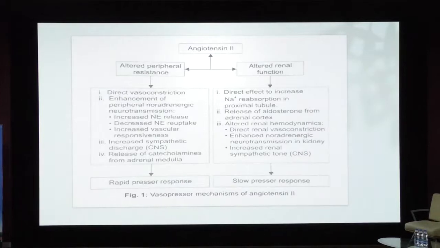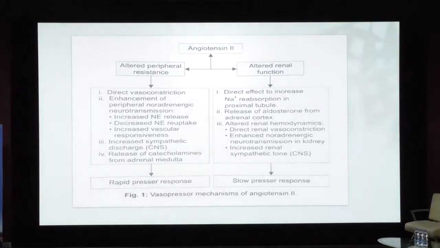Then coming to the mechanism of action, it is altered if there is altered peripheral resistance or altered renal function. First one, direct vasoconstriction and enhanced neurotransmission by increased NE release, decreased NE reuptake, and increased vascular resistance, increased sympathetic discharge, and more augmentation of catecholamines from the adrenal medulla. This all leads to a rapid pressor response.